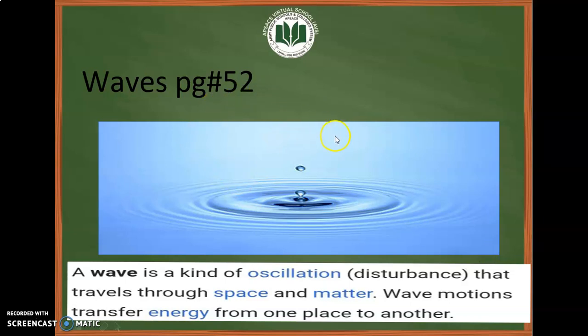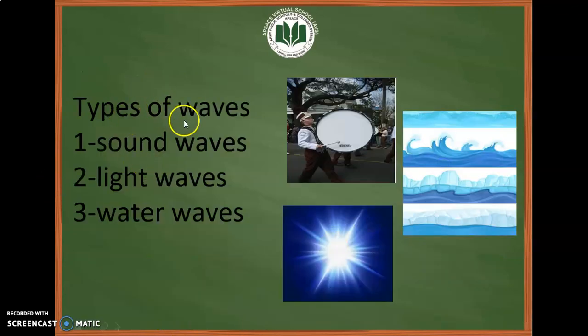As you can see, the definition of the waves: a wave is a kind of oscillation or disturbance that travels through space and matter. Wave motions transfer energy from one place to another place. There are three types of waves: sound waves, light waves and water waves.